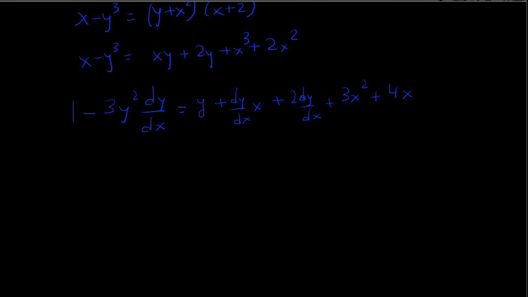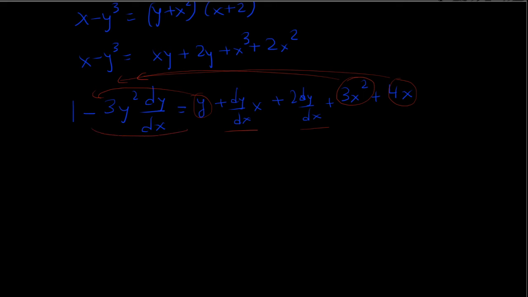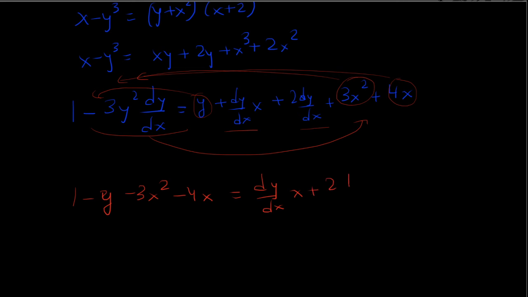I have 2 dy/dx on the right, so it makes sense to put everything over there. So that means y, 3x², and 4x will all go to the left here. And negative 3y² dy/dx is going to the right. Okay, so that's 1 − y − 3x² − 4x is equal to dy/dx times x plus 2 dy/dx plus 3y² dy/dx.